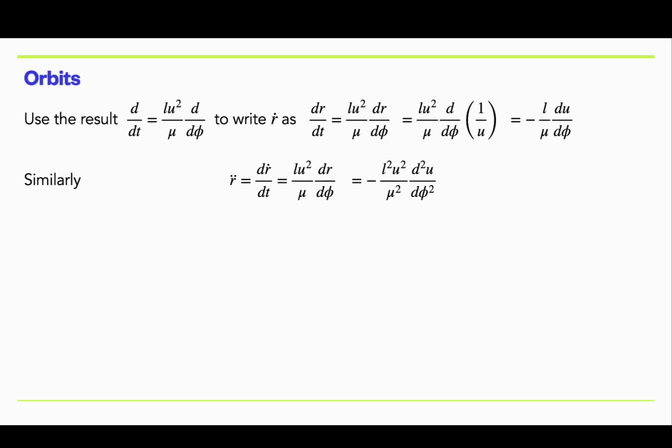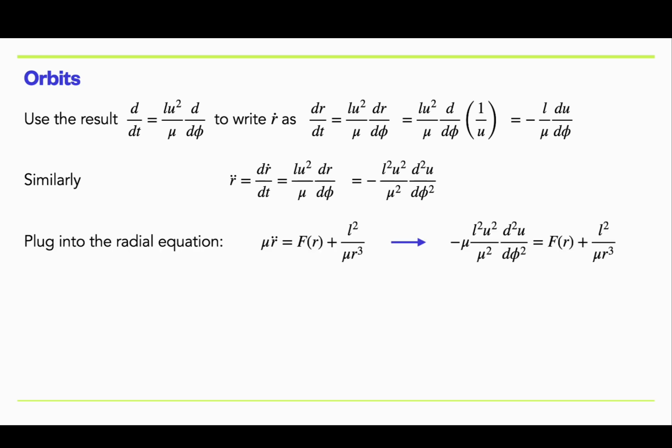Similarly, we can evaluate r double dot. So we do exactly the same thing over again. We now pick up a u squared when we evaluate the derivative. And so you get this expression right here. I encourage you to go through this step by step and convince yourself that this is true. We can plug this thing in for r double dot.